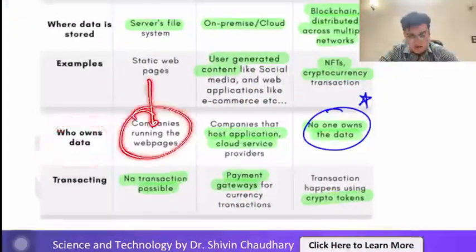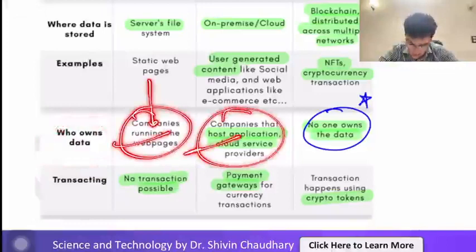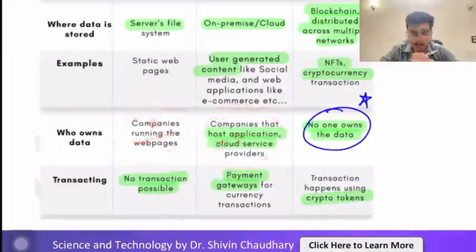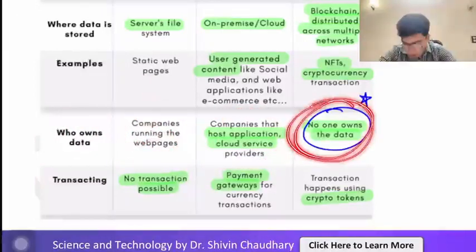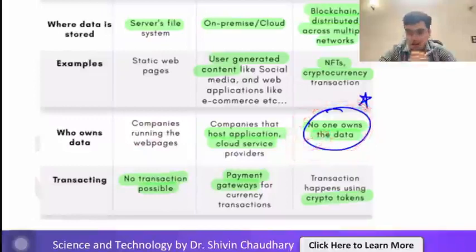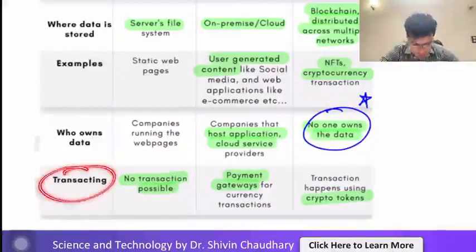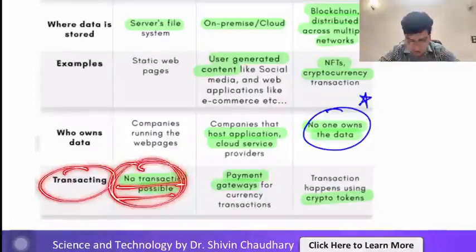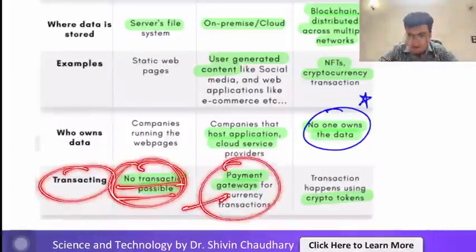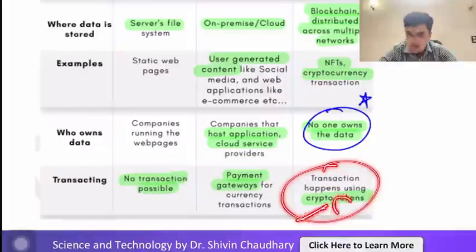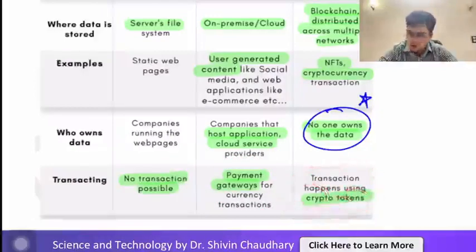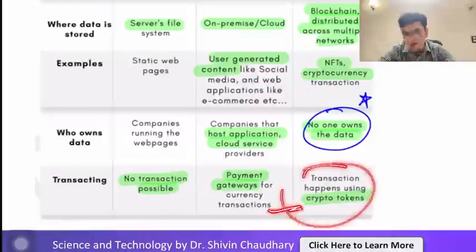Now, who owns the data? Here in Web 1, the company. In Web 2, again, companies that host applications on cloud like Facebook and Google. And here no one owns the data, right? Or everyone owns the data. I'll show you what that means. Transaction, here no transaction is possible. Here payment gateways are there. And here transactions happen using the crypto tokens, right? You know what crypto tokens are? We've studied through cryptocurrency. तभी इतना detail में blockchain समझा रहा था, because now these terms become clear to you.